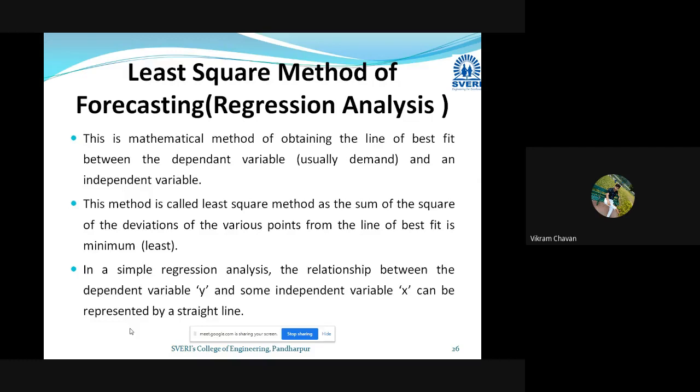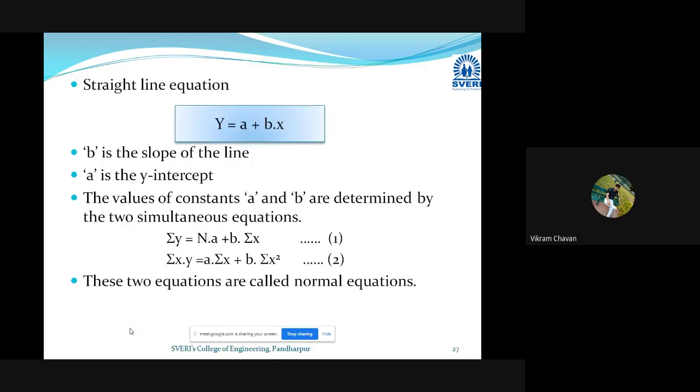What are we doing in this particular least square method? Actually, we are finding the relationship between the independent variables and the dependent variables. The dependent variable is usually sales demand, which we need to find out for future years or future months. The independent variable is the years. In the form of a deviation, we consider this as the x variable. For that purpose we require some equations.